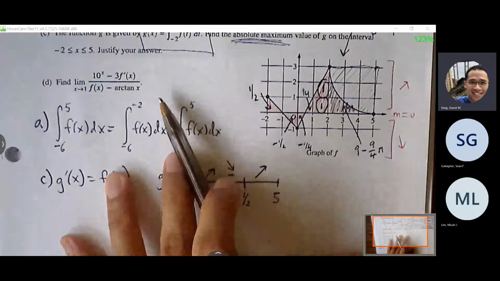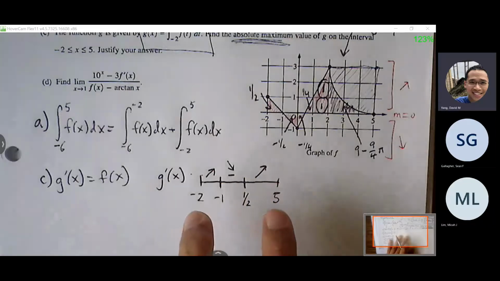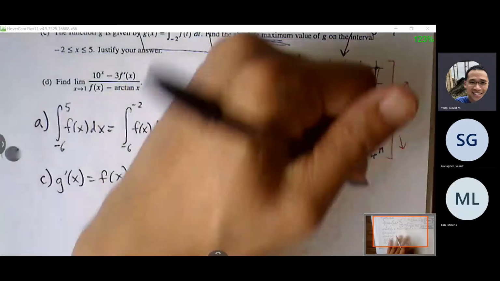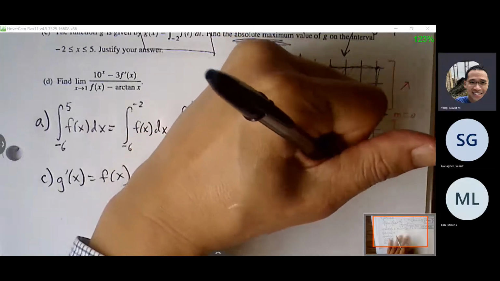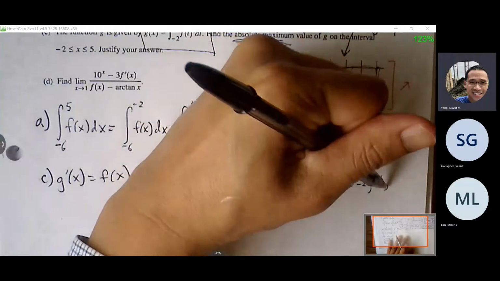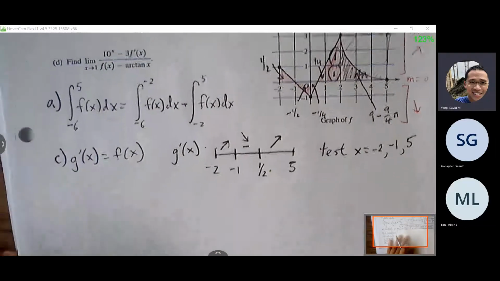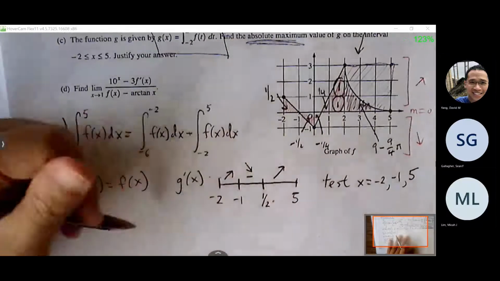We're trying to find the absolute max, so we can ignore the relative min. There's no chance that a relative min could ever be the highest point on the graph. So we only have to worry about endpoints and the one critical point. Okay, so we're going to test x is -2, -1, and 5. So we'll test those points against our g of x function.